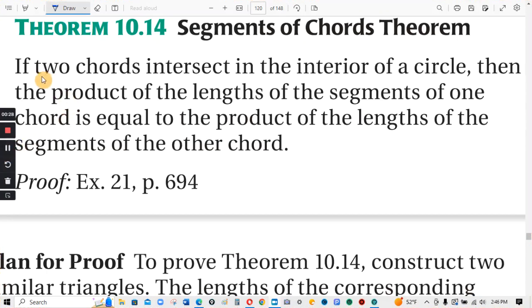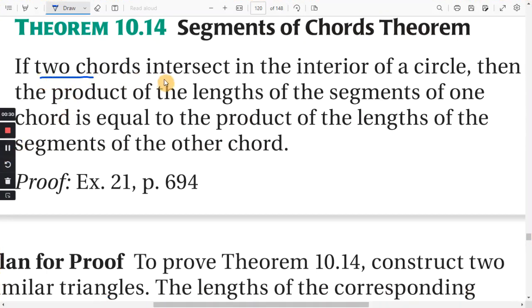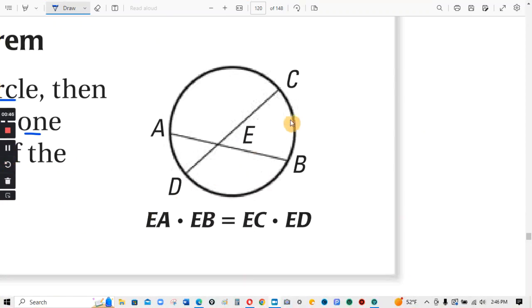It says if two chords intersect in the interior of a circle, then the product of the lengths of the segments of one chord is equal to the product of the lengths of the segments of the other chord. Pretty simple.